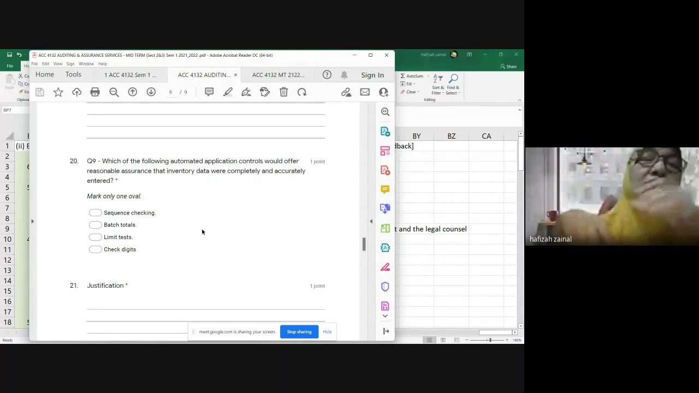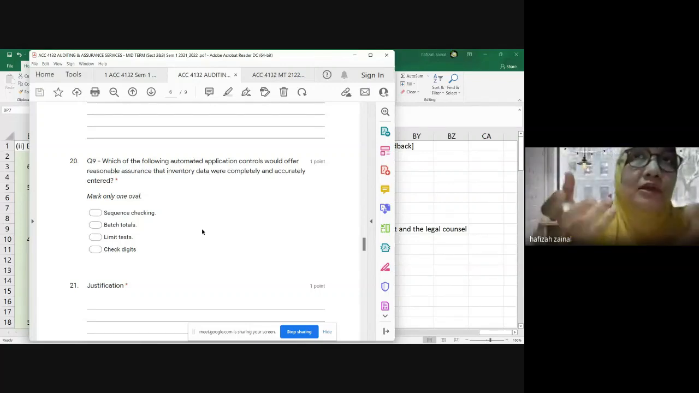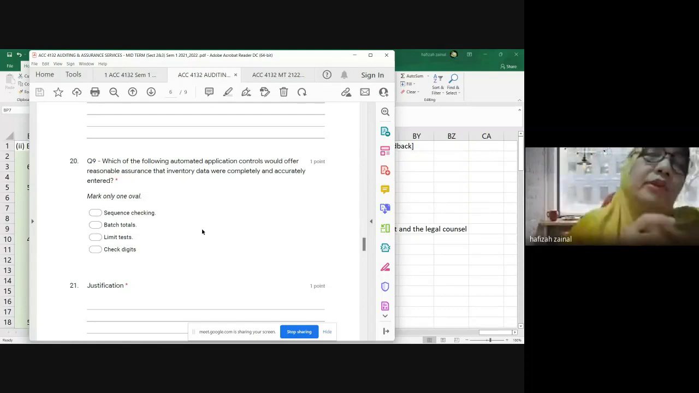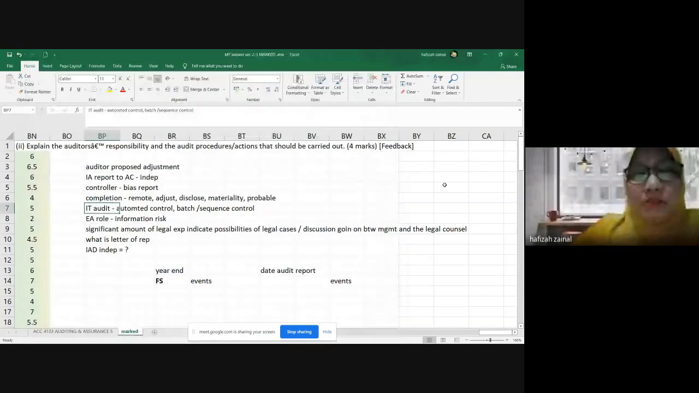Another example is batch total. It's just a total to tell you how many have been updated, but it's not actually telling you whether it's complete in the proper way. Like when you buy groceries at Giant, after they punch in, they tell you how many quantity has been punched. So that's also another way to test completeness and accuracy. But in this context, sequencing is the most accurate. That's in terms of the automated control.